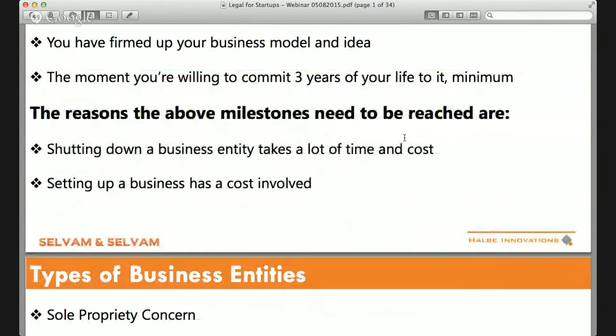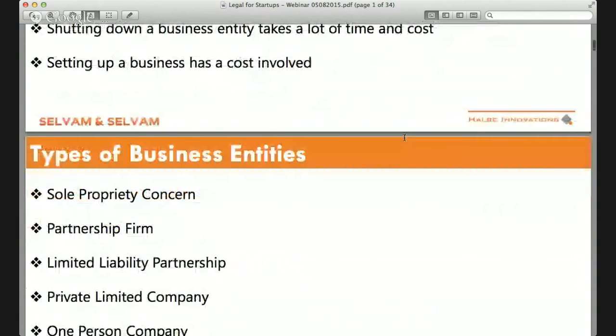Also, another reason why it has to be done in a thought out manner is because setting up a business involves cost. And at the same time, shutting down a business in India is not easy and is not cheap. It takes a fair bit of time and cost in order to shut down your entity. So that is something that has to be kept in mind.